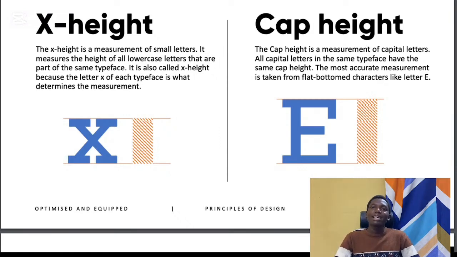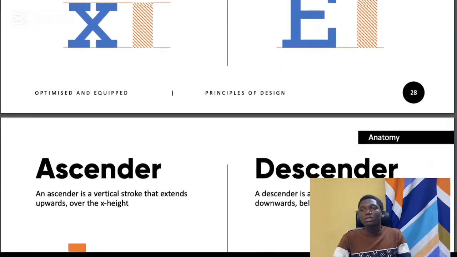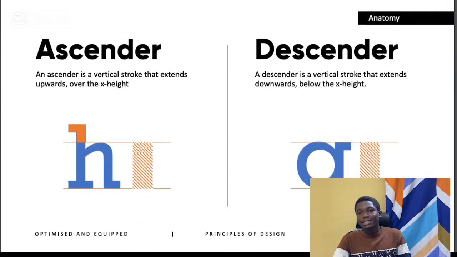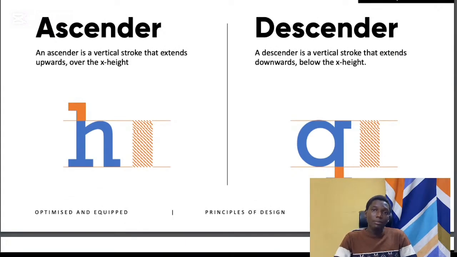If you understand this terminology, you notice that in typography there is something called sans serif, there is something called serif, there is something called slab serif, there is something called the x height, and there is something called the cap height. The cap height is the distance and measurement of the capital letters. And also you get to understand that there is something called the ascender and the descender.